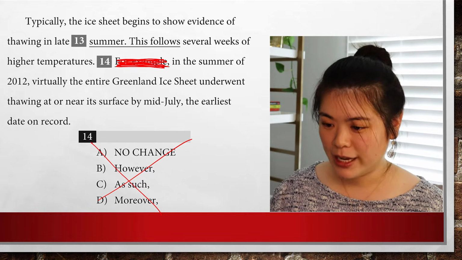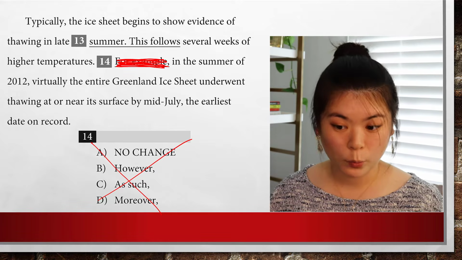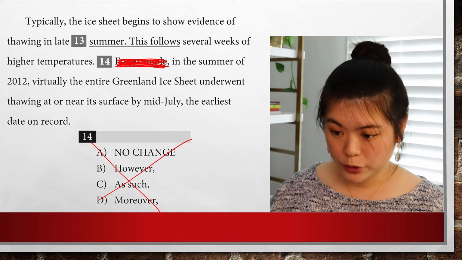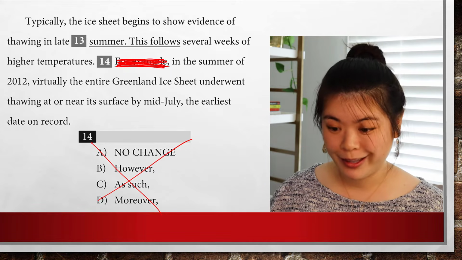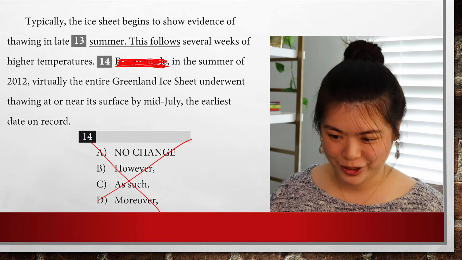Typically, the ice sheet begins to show evidence of thawing in late summer. This follows several weeks of higher temperatures. In the summer of 2012, virtually the entire Greenland ice sheet underwent thawing at or near its surface by mid-July, the earliest date on record.